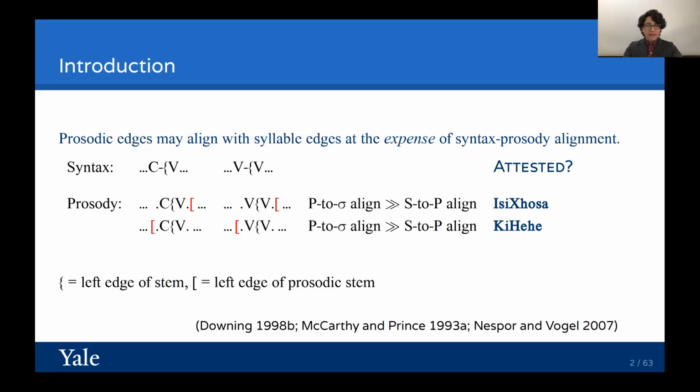So in the first case, the initial vowel of the stem is underparsed and it's left out of the prosodic stem. And in the second case, the last element, that is the consonant or the vowel at the right edge of the prefix, is overparsed into the prosodic stem. And both of these kinds of mismatches are attested in the literature.